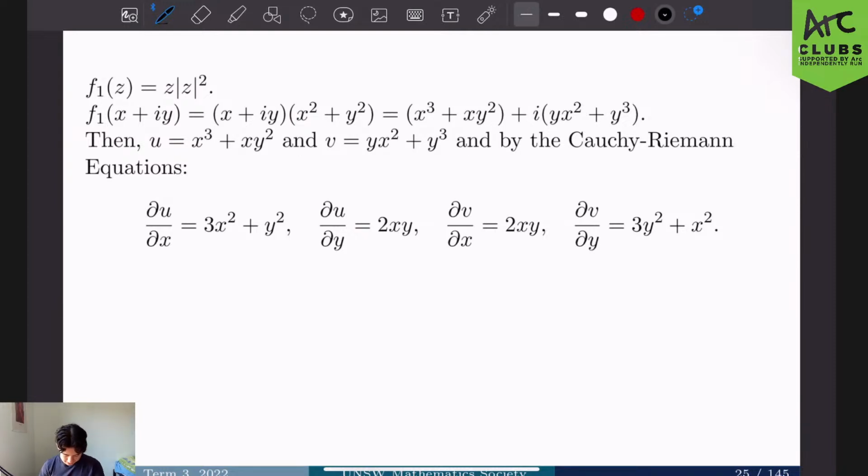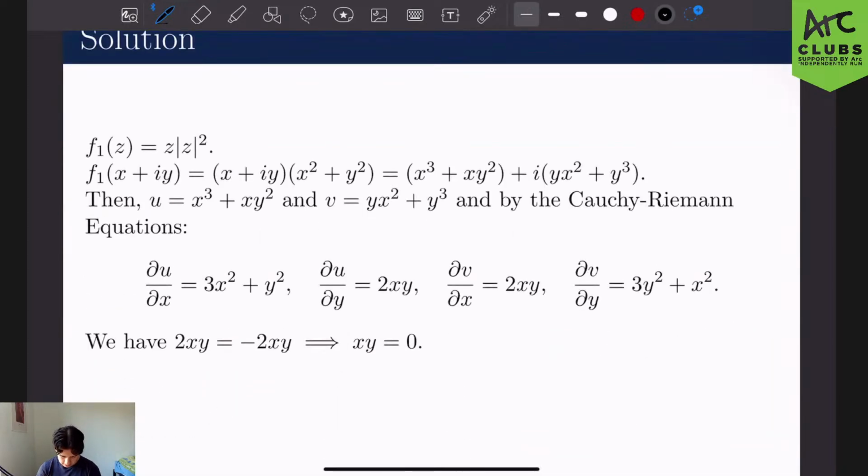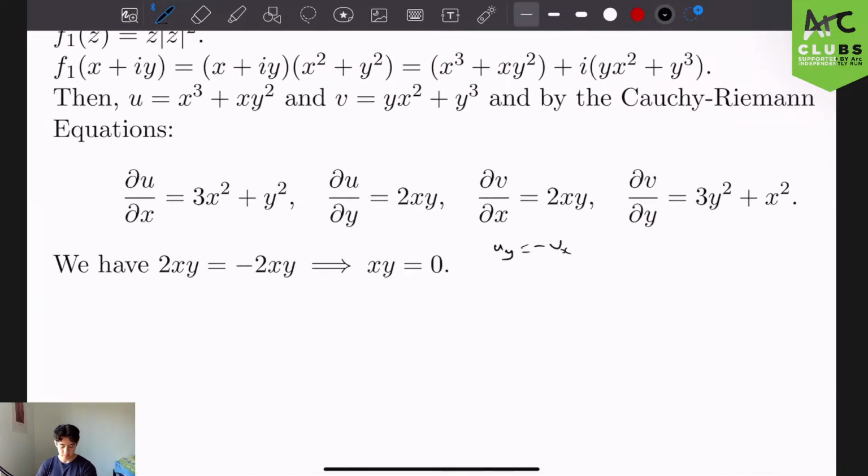Okay, sorry about that. So we just calculate the partial derivatives with respect to x and with respect to y. I'm sure you could do this. And we just need to find out when these satisfy the Cauchy-Riemann equations. So we first have uy equals negative vx. So we have 2xy is equal to negative 2xy. And this is only satisfied when xy is equal to 0.